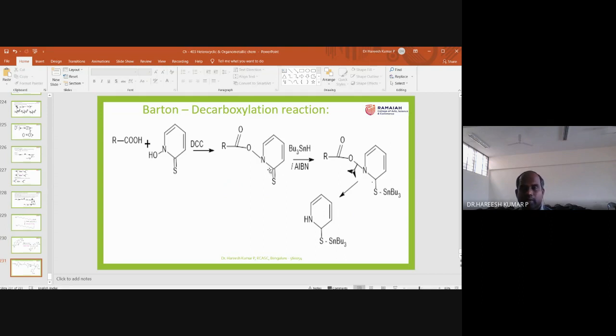carbon. Here I have shown this is the new radical formed. Once there is a radical here, this particular bond cleaves in a homolytic fashion. That means this oxygen takes its electron and this nitrogen takes its electron. So there will be a double bond formation like this. This is the product. What is happening here? There will be a removal of carbon dioxide. That is the reason this reaction is called Barton decarboxylation.